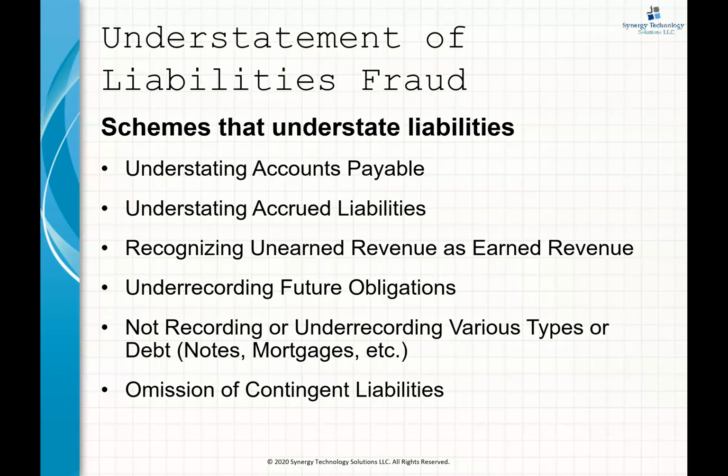So the schemes are: you understate accounts payable, understate accrued liabilities. In the WorldCom case, I told you that I worked on the accrued liabilities section, and about 110 million was there. I was able to discover it, and the total was 11 billion on the revenue side fraud.